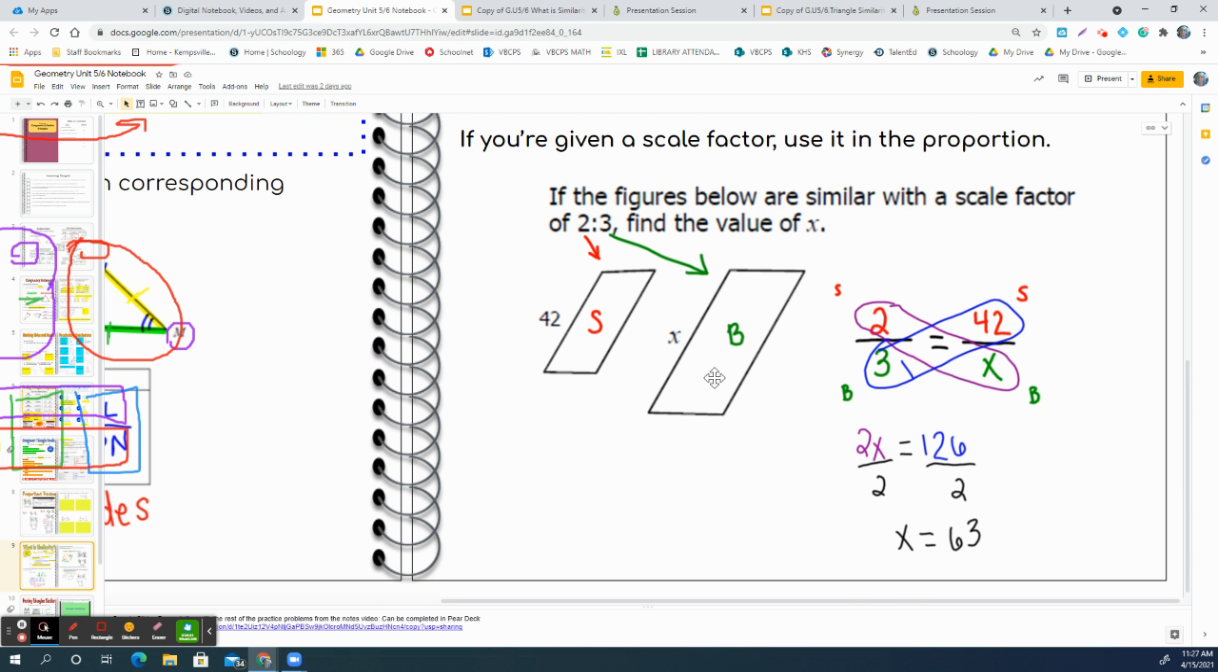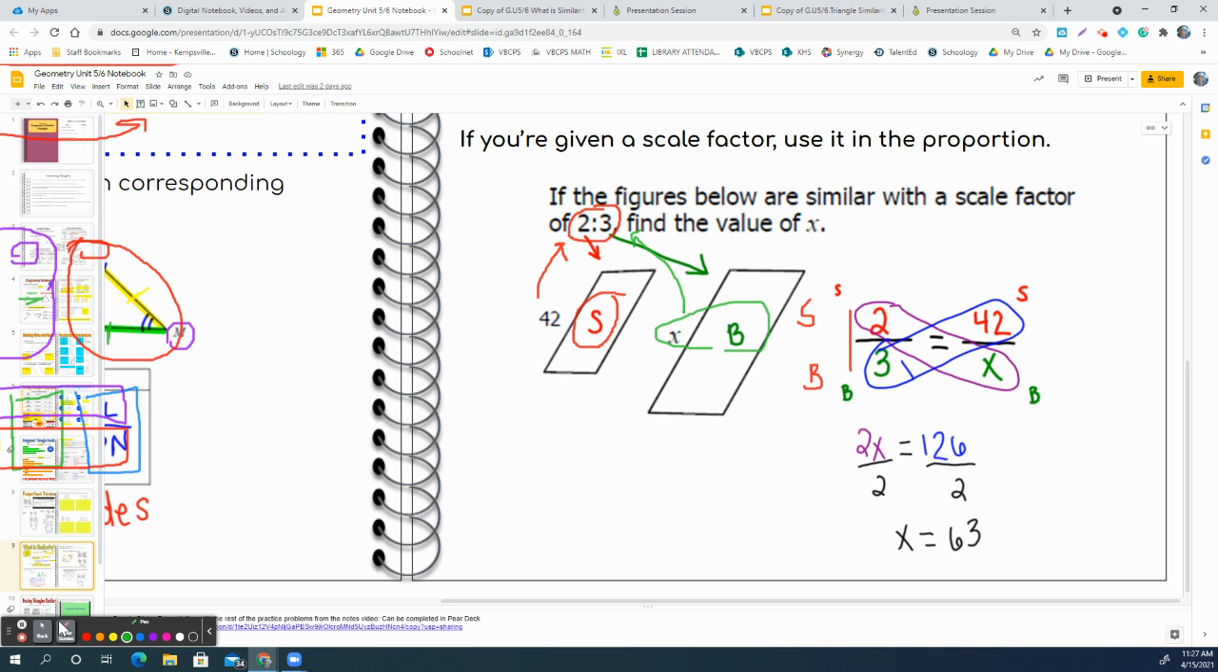Okay. If you're given a scale factor, you're going to do the same thing. You take that scale factor and you put it as a fraction, usually small over big, right? So 2 over 3 becomes 2 over 3. This visually is my small triangle. So the 42 has to go with the 2. The 42 and the 2 go together. That's my small parallelogram. And then I've got my big shape over here. So the x goes with the 3 because the x and the 3 are big. Then you just cross multiply and boom. That's how you solve for a missing angle or a missing side.